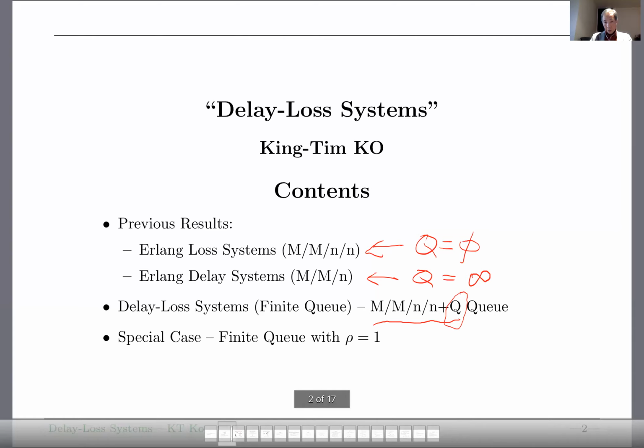And finally, the last topic is on a special case of when rho is 100%, or the utilization is 100%. Now, that has some numerical problems, and we resolve this problem.